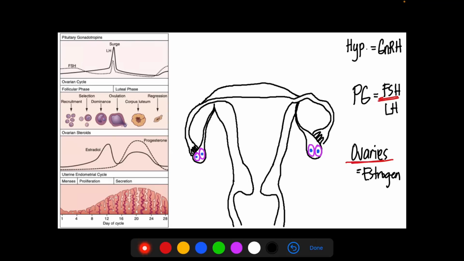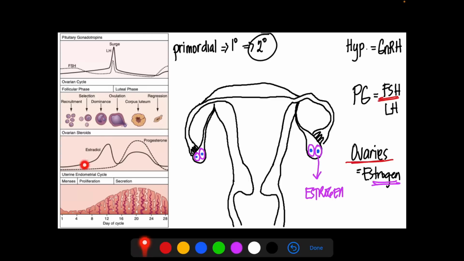So from the primordial follicle, let me write that one. From the primordial follicle, they will develop into primary and then to secondary follicle. When the primordial follicle develops, it will produce the hormone estrogen. Now this secondary follicle will produce the hormone estrogen. Again, that's in the ovaries.